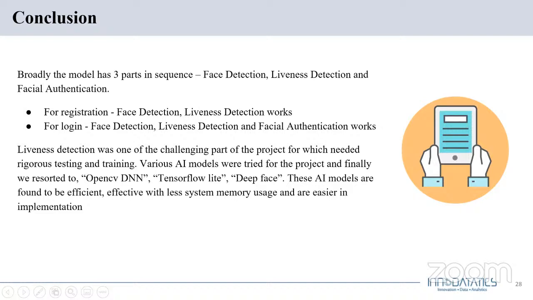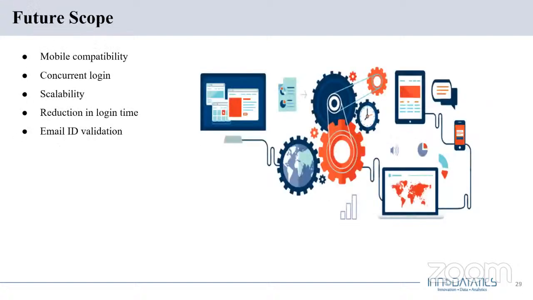So coming to the conclusion of this model. This model has broadly 3 parts in sequence, that is face detection, liveliness detection, and face authentication. For the registration part, face detection and liveliness detection work. And for the login part, face detection, liveliness detection along with face authentication work. While building this model, liveliness detection was one of the challenging parts which required rigorous training and testing. Various AI models were tried and tested for this project, and finally we resorted to OpenCV DNN, TensorFlow Lite, and DeepFace. The reason being these models were found to be efficient, effective with less memory usage, and easier to implement. Now let's look into the future scope of this model.